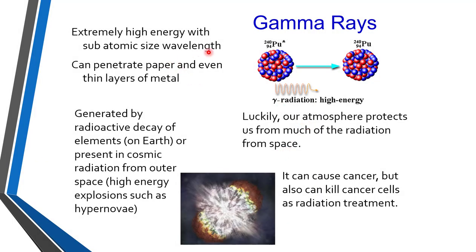Gamma rays have extremely high energy with subatomic size wavelength, and they can penetrate paper and even thin layers of metal. They have the highest energy. They are generated by radioactive decay of elements on Earth or present in cosmic radiation from outer space. The atmosphere protects us from such radiation from space. It can cause cancer but also kills cancer cells as radiation treatment.